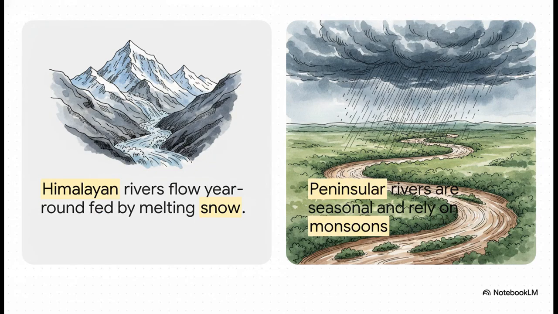So the key takeaway here is understanding the fundamental difference between the river systems. Up north, you have the Himalayan rivers, like the Indus, Ganga, and Brahmaputra. These are fed by melting mountain snows, meaning they flow year-round. But down south, the peninsular rivers, think the Godavari, Krishna, and Narmada, are a totally different story. They rely heavily on seasonal rainfall to keep flowing.